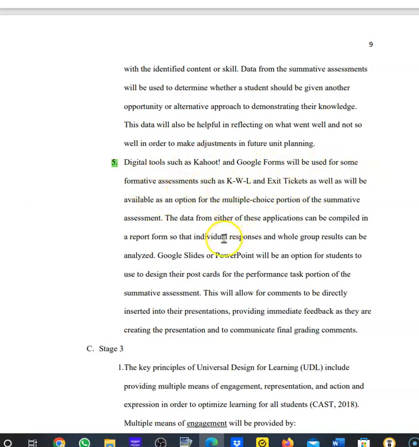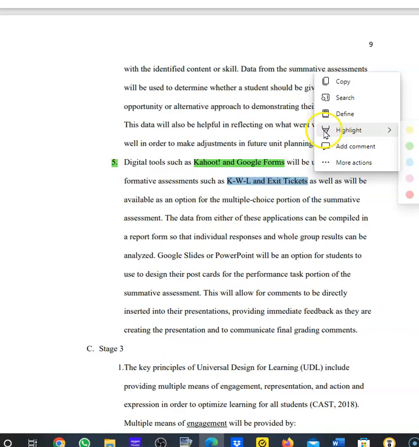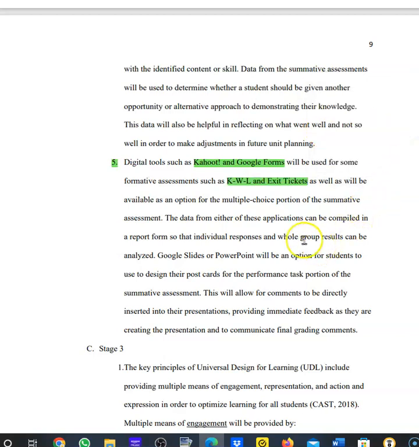Please be specific. Then she says Google Slides or PowerPoint will be an option for students to use to design their postcards for the performance task portion of the summative. Very important that you say not only what digital tools will be used, but you also will tell about how these will be used. Where will they be used. Don't just name that they're going to be used.